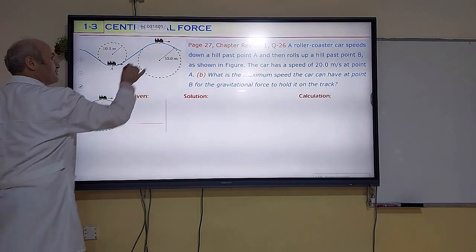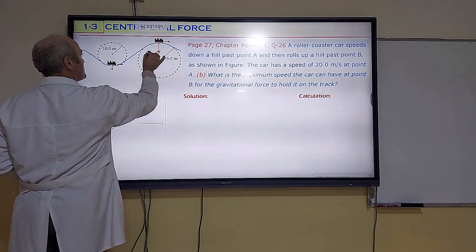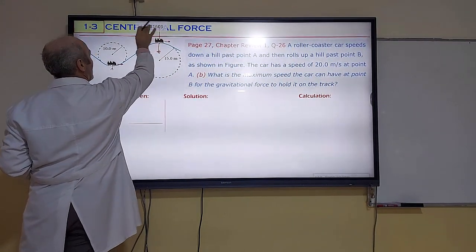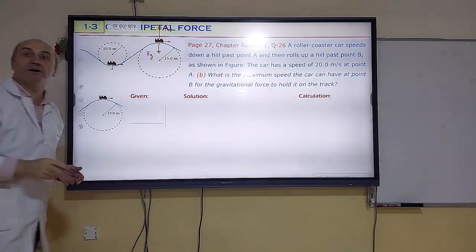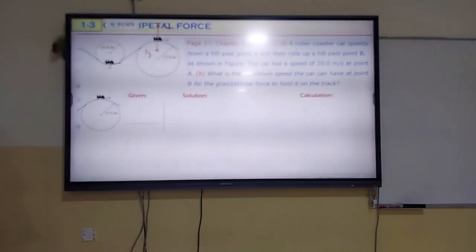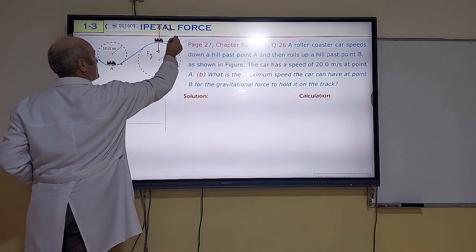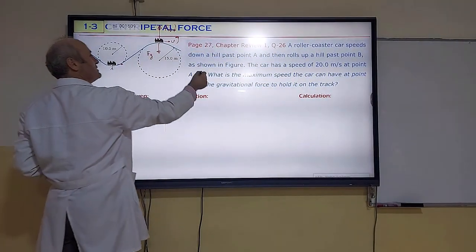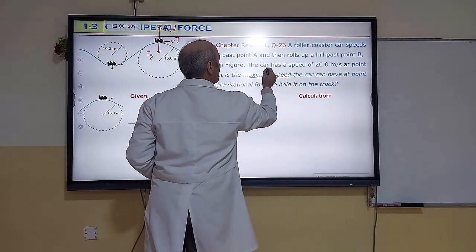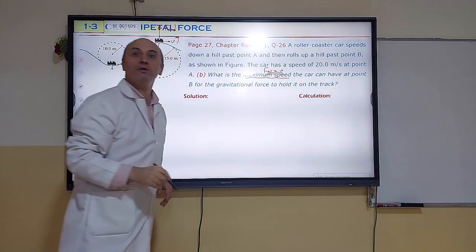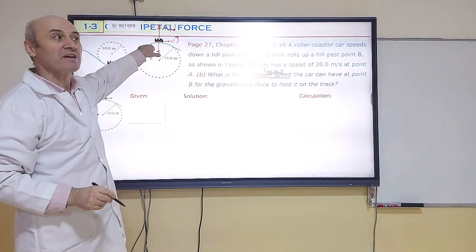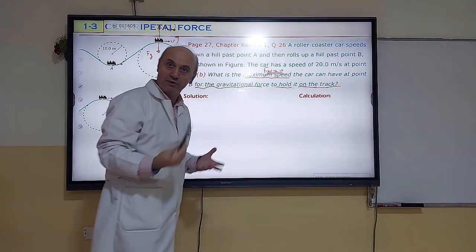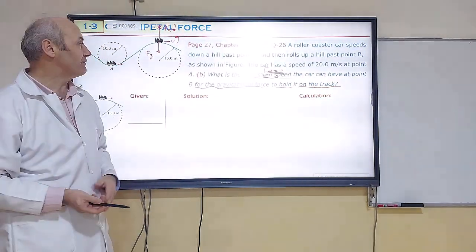So when the car is here, two forces act on the car. One of them is Fg, always downward. Fn acts perpendicular to the contact surface, which goes upward. This is the normal case when the car is moving with a small speed. But when the speed increases, Fn decreases according to the centripetal force equation. And finally, at maximum speed, Fn becomes 0. The only force acting on the car at maximum speed is Fg. That's why the question says for gravitational force to hold the car on the track. All the centripetal force is gravitational force, and we solve this problem.